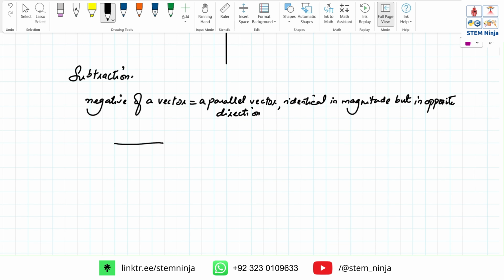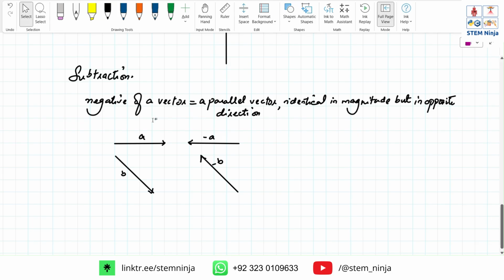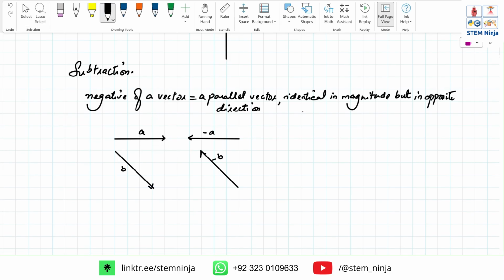So we had A going like this. So minus A would go the opposite way. It would be exactly identical to each other in magnitude. They would be parallel, but just simply opposite. So we had B, so minus B would be going the opposite way. So by that, this would be minus B. So we could perform the same addition with negative of vectors also.